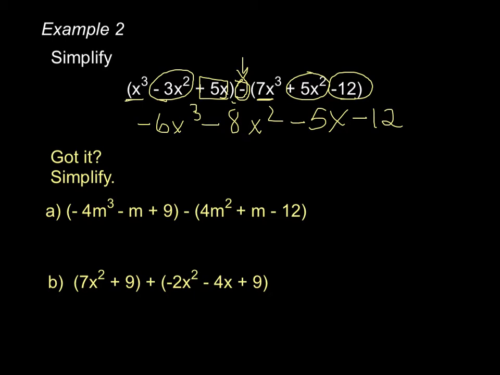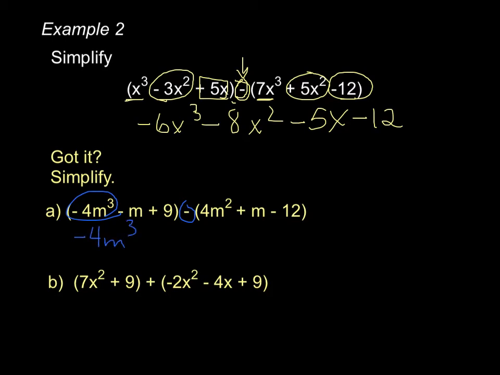Alright, in part A here we've got a subtraction. So I look for the largest degree. The largest degree is the cube. So I've got a minus 4x cubed at the front. There is no x cubed term in this second polynomial, so I'm going to carry the minus 4x cubed.